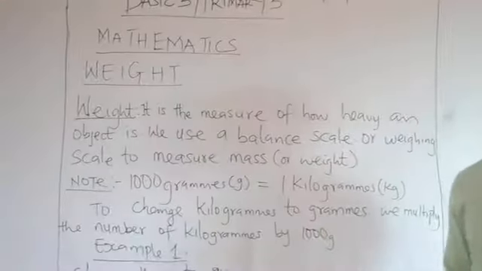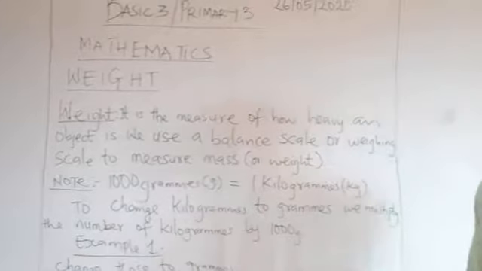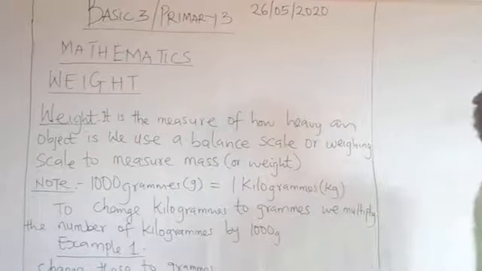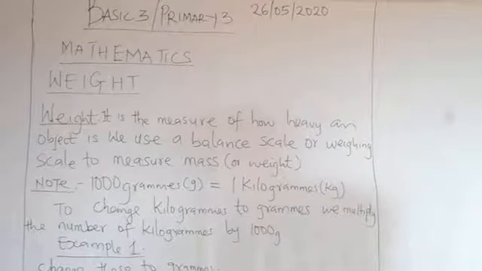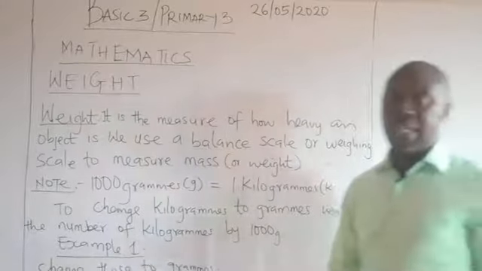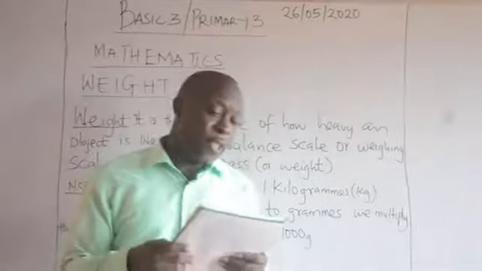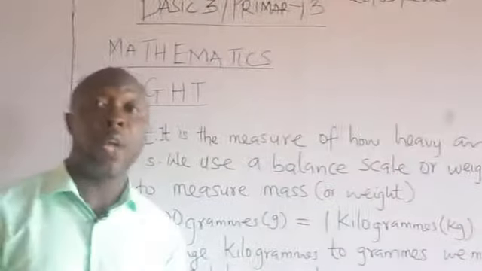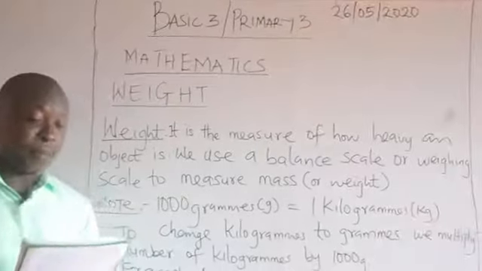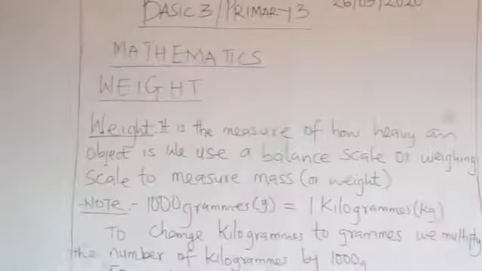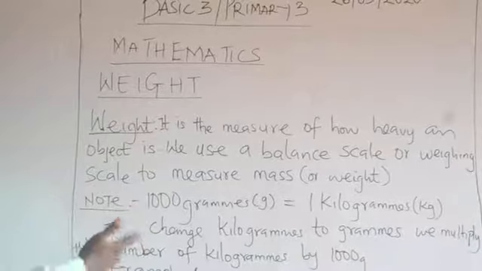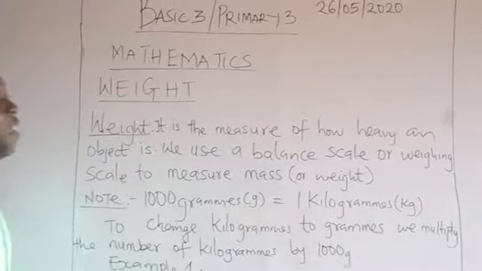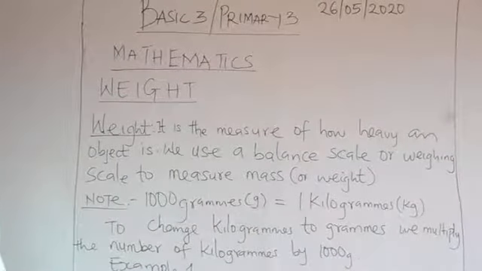What is weight? Weight is the measure of how heavy an object is. We use a balance scale or weighing scale to measure masses or weights. We use gram to weigh lighter objects and kilogram to weigh heavy objects. Note, 1,000 grams, abbreviated as small letter g, is equivalent to 1 kilogram.